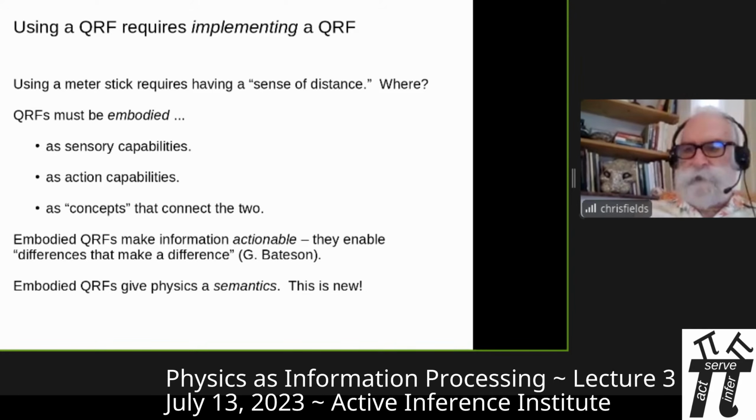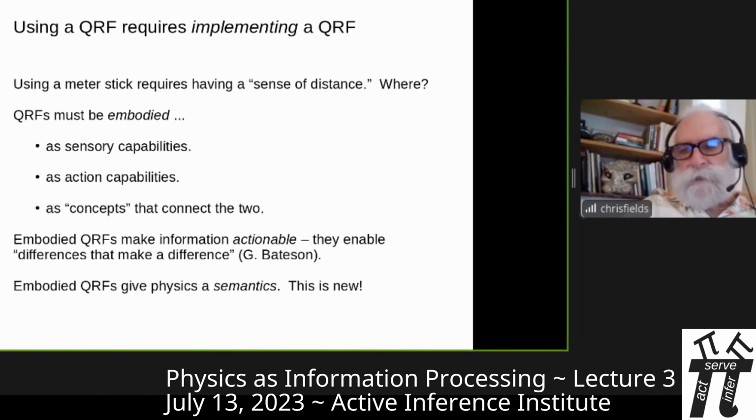And using any external reference frame requires having this internal reference frame that makes the external reference frame meaningful and usable. So, for example, this thing is a piece of a meter stick, a third of a meter stick. But for me to use it to make measurements, I have to actually have some concept of distance. And that concept of distance is implemented by my nervous system. And that implementation is my reference frame for length. And it's what gives meaning to any external measurement of length. It's what makes my measurements of length actionable by me using my effectors or action capabilities, whatever they are.